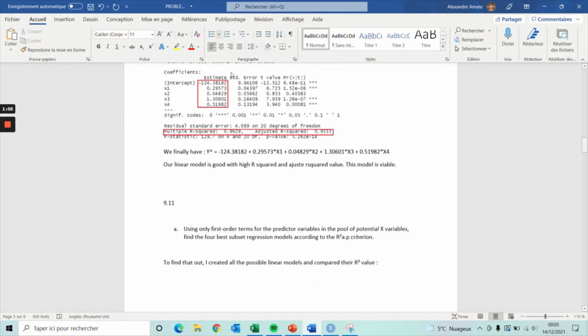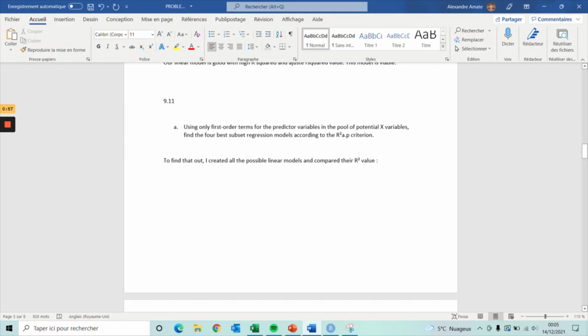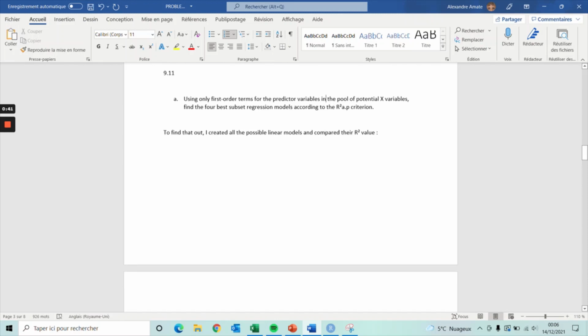So 9.11, the following exercise: using only first-order terms for the predictor variables in the pool of potential variables, find the four best subsets regression models according to the R squared criterion. To find that out, I created all the possible linear models and compared them by their R squared value.